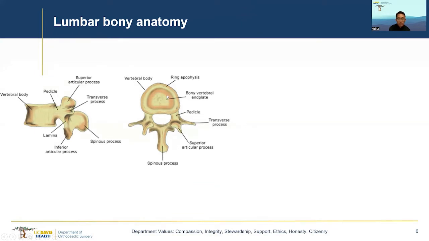Just to review again, here's the body, right? Here's the pedicle, spinous process, superior articular process, and then also the inferior articular process right here. Okay, and then the transverse process.